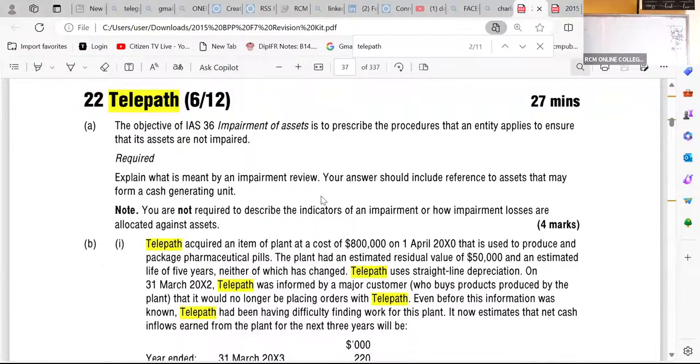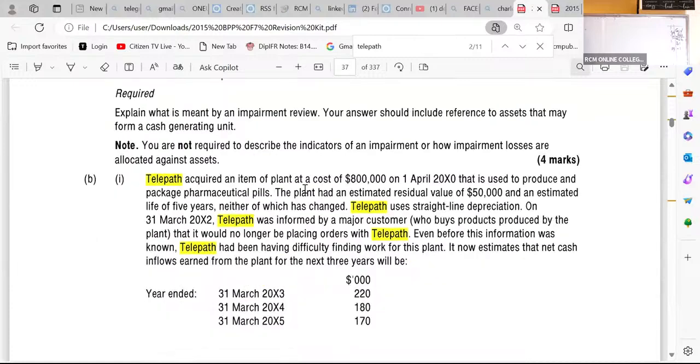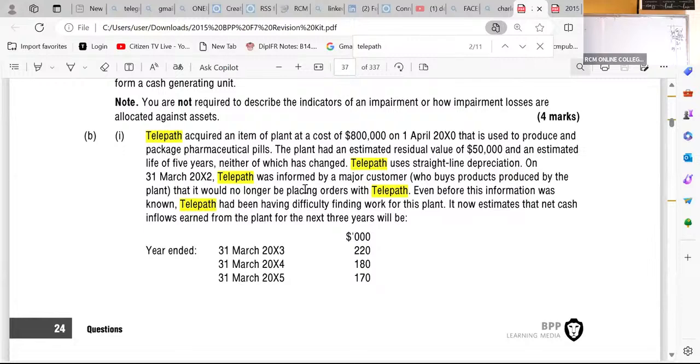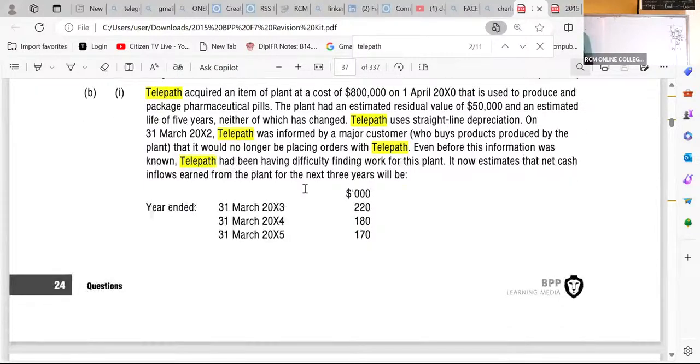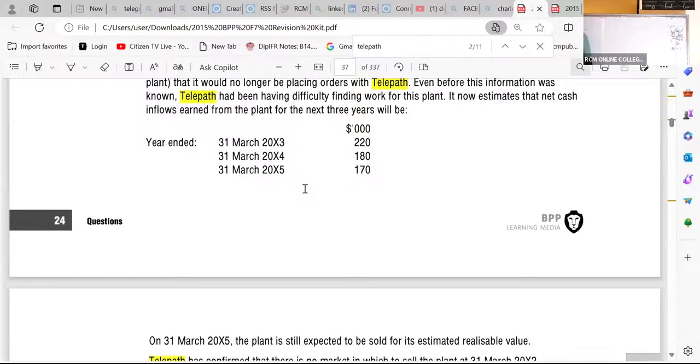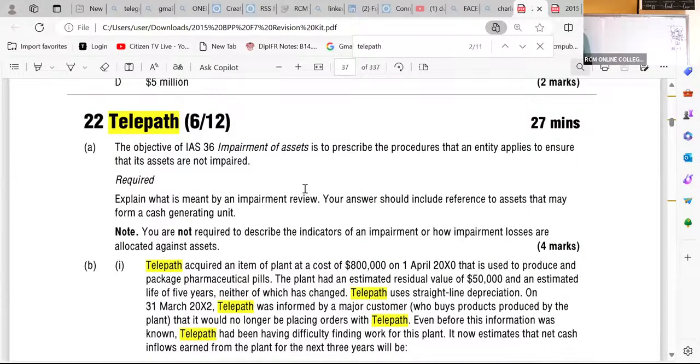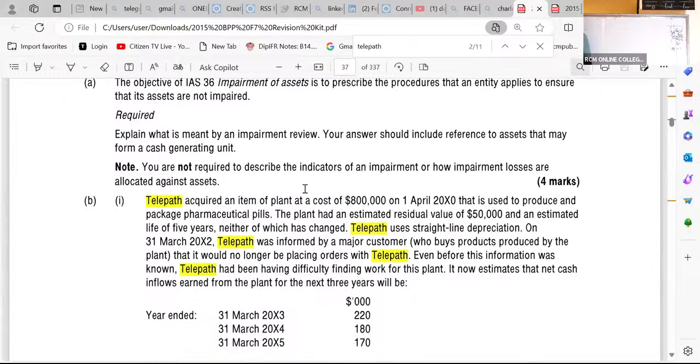So we are doing this question number 22, the Telepath question. I may not be able to share the whole of it on my screen, but I believe you have this book. I want you to go to page number 24, question number 22B. Please, you can share this book with somebody who has it on your WhatsApp groups, so that you can attempt B Roman 1.